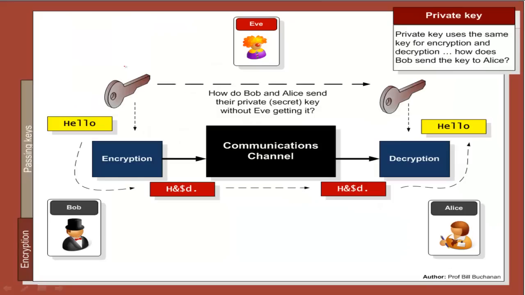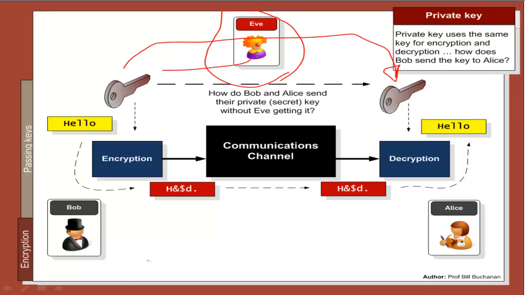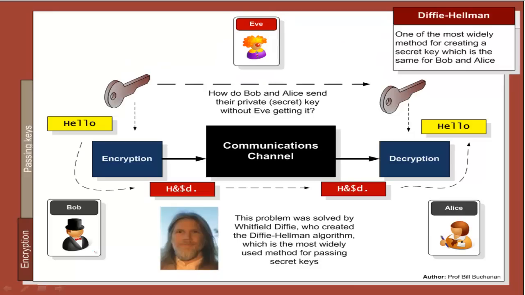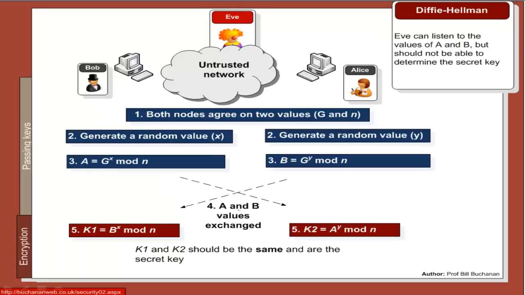Okay, so the dilemma that we have is that if we're using shared key encryption such as AES and RC2 and so on, how do we get the key from Bob to Alice without Eve intercepting it? And it was really solved by Whitfield Diffie, who came up with the Diffie-Hellman method, and it's one of the most widely used for passing secret keys.